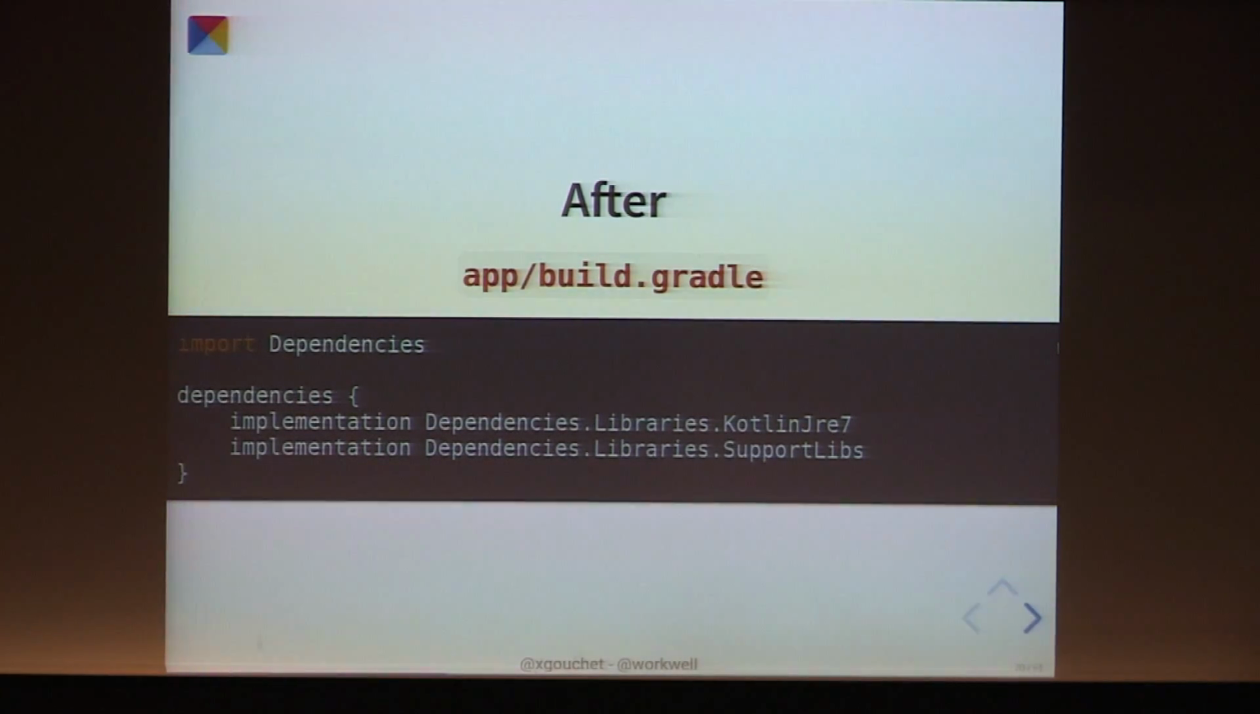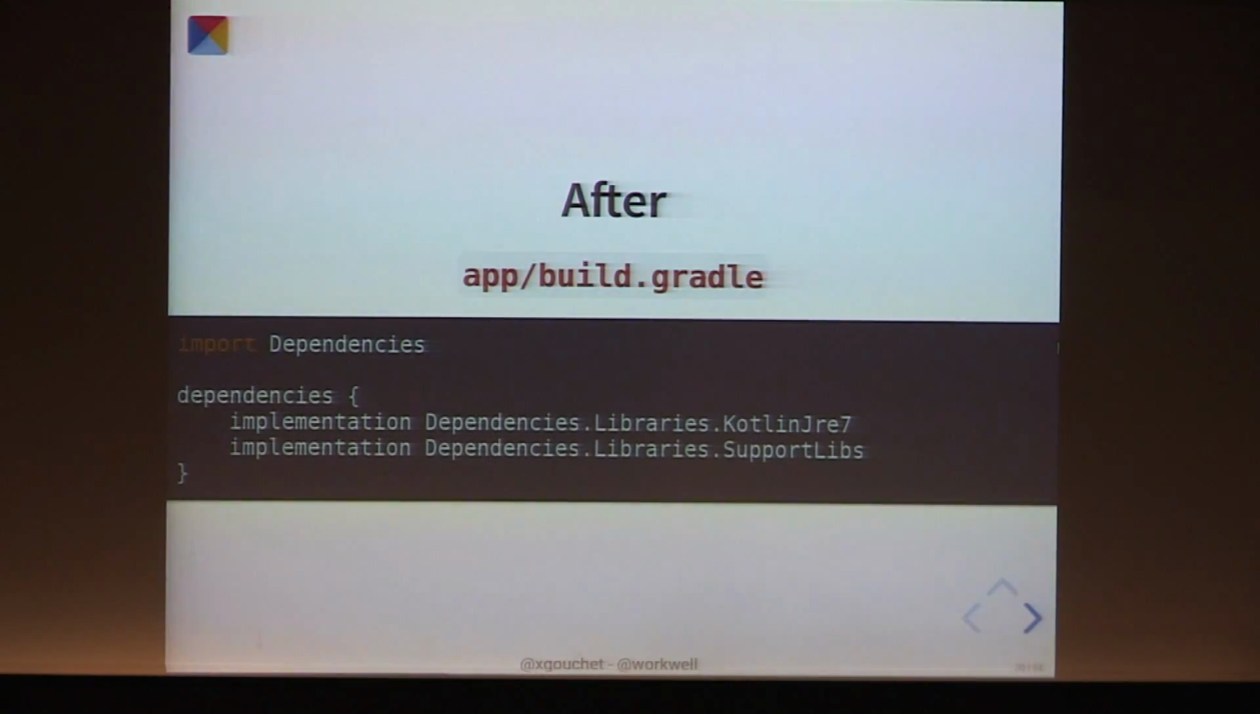So if we go inside our app build.gradle, this is what it's going to look like. Instead of having a string that defines our dependency, we're going to reference an object. So you have code completion. When you start typing dependencies, you can have the code completion, then libraries, then the name of your dependency. So each of your dependencies are named. You also have the support libs, which is a list of dependencies that are bundled together.